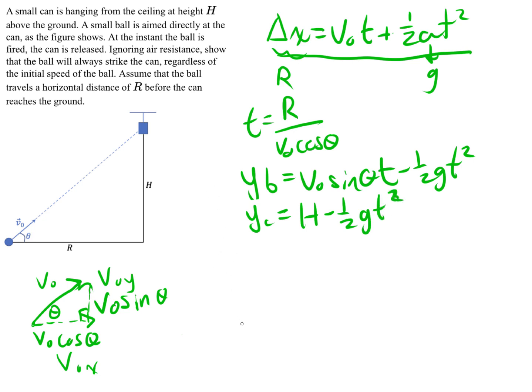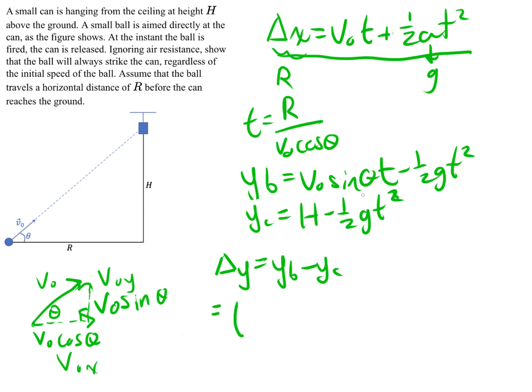Now to figure out whether the ball will hit or not, we have to figure out whether yb is equal to yc at any given moment. To do that, we have to say that the change in y between them, which is simply yb minus yc, the difference in their y positions at any given moment, must equal 0 for them to hit each other. But we don't know that yet, so we need to prove that it's going to equal 0 at any given moment. So I'm going to write this down.